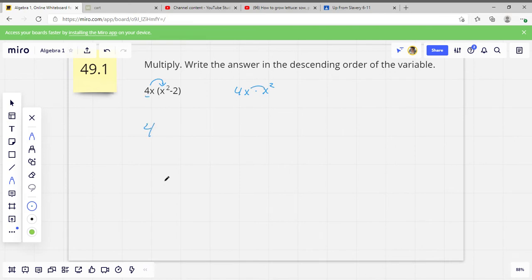Now we have x times x squared, so that means x times x times x, that would be x to the third. So when we multiply exponents with bases that are the same, so our x and our x are the same, this is basically a 1. We just add 1 and 2, and it makes 3, okay?